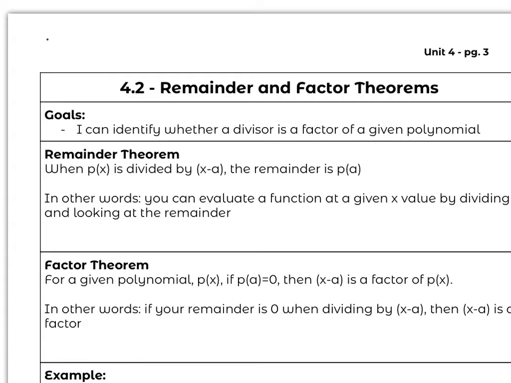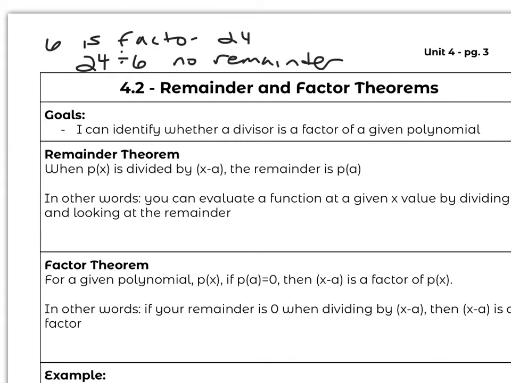When I say that 6 is a factor of 24, what I mean is that when I do 24 divided by 6, I have no remainder. So when something is a factor, that means there is no remainder. So if there is a remainder, it's not a factor.